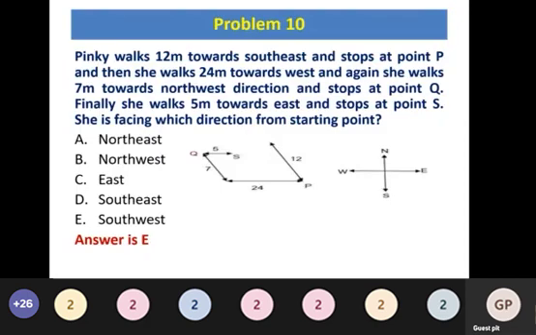The diagram is very clearly given. The options are A southeast, B northeast, C east, D southeast, and E southwest. And the solution is E. That means she is facing which direction from the starting point? She is facing southwest direction from the starting point. So the option is E, southwest.